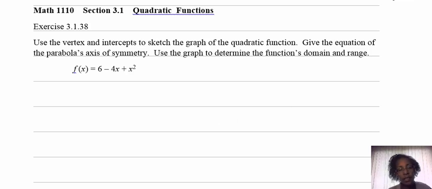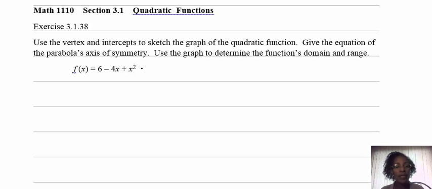Hi, let's take a look at section 3.1 where we're studying quadratic functions, and let's look at exercise 3.1.38. Here we want to use the vertex and intercepts to sketch the graph of the quadratic function. We want to give the equation of the parabola's axis of symmetry, and we want to use our graph to determine the function's domain and range.